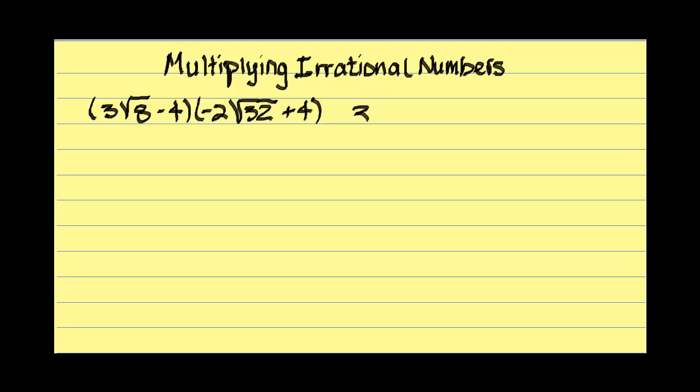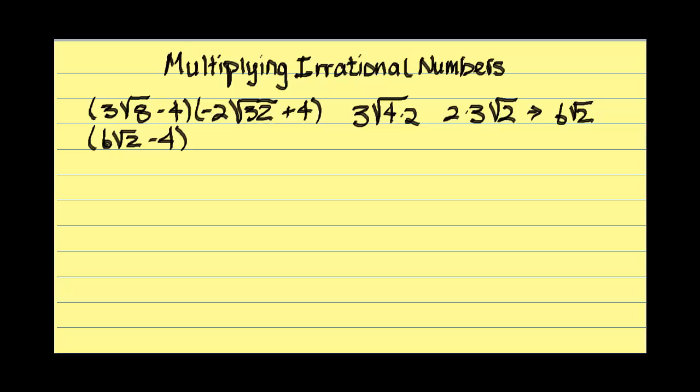So I've got 3 square roots of 8. Now we know that 8 is 4 times 2. So the square root of 4 comes out as a 2. So I end up with 2 times the 3 square roots of 2. So that gives me 6 square roots of 2. Okay. So I'll write 6 square roots of 2 minus 4.